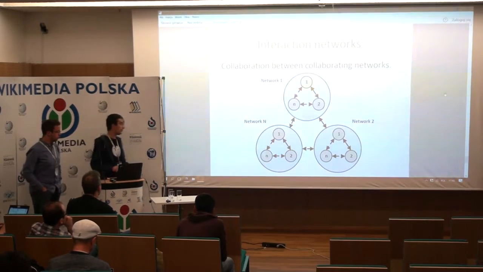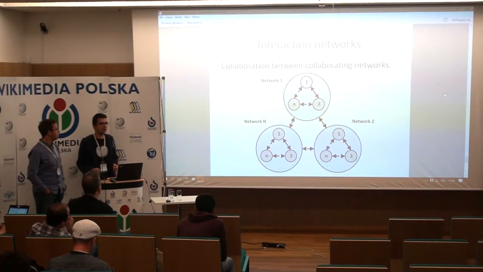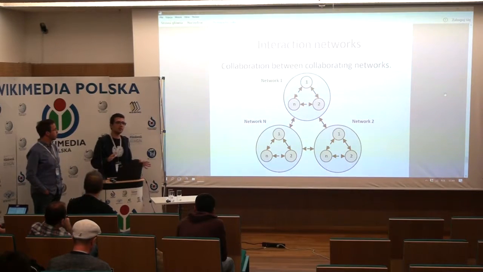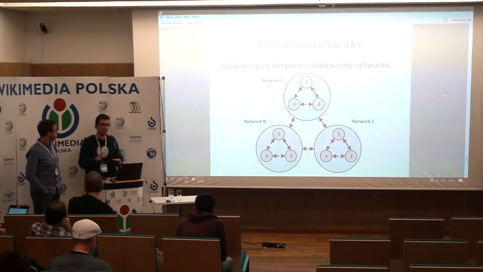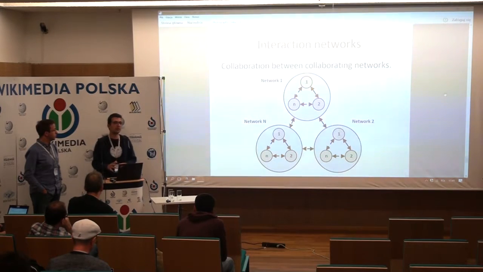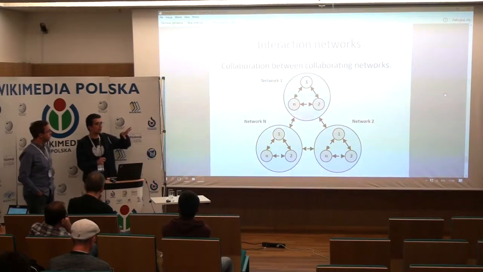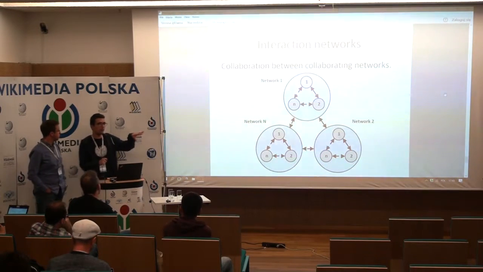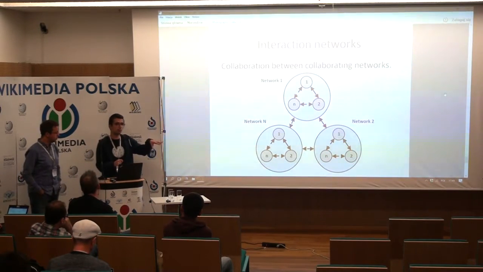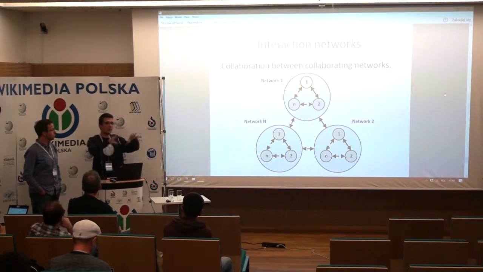And at the end, we have the interaction networks. This is mostly aimed at explaining how one region with different communities can collaborate with another region. So we have different networks with well-established collaboration models between them. And then the idea is to have one whole network collaborating with another one.